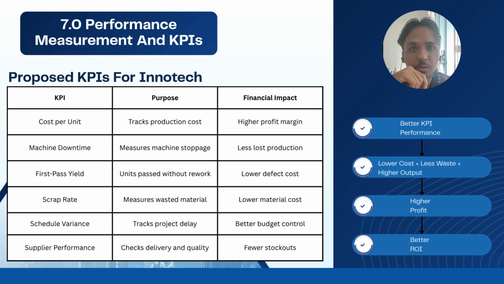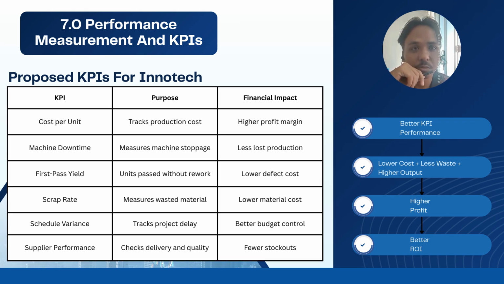Part 7.0, performance measurement and KPIs. I've made the proposed KPIs for Inotech. Basically there are 6 KPIs. The first one is cost per unit, then machine downtime, first pass yield, scrap rate, schedule variance, and supplier performance. Each of these KPIs has its own purpose.